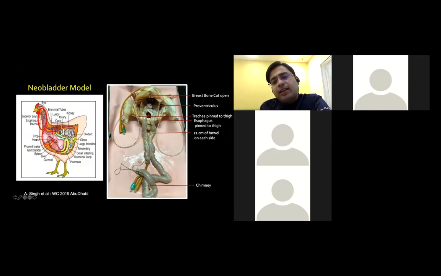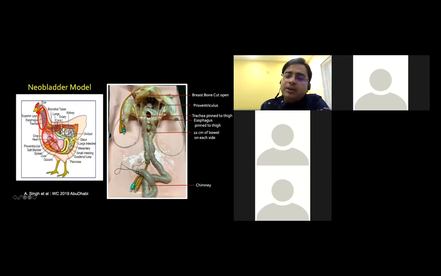So you anchor the esophagus on one side and the trachea on the other. So these mimic both the ureters. The proventriculus cut end will mimic the urethra, and you take about 70 centimeters of bowel. This bowel can be configured at 22 and 22 centimeters, leaving the rest as the chimney.